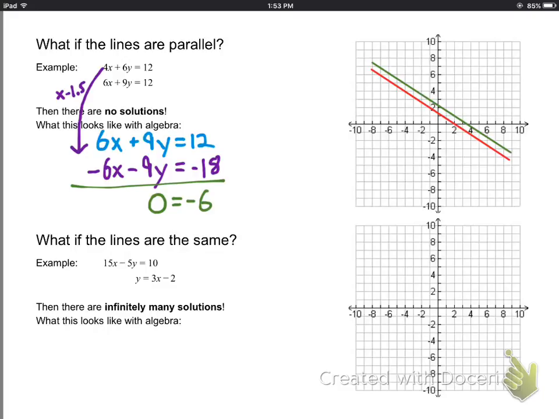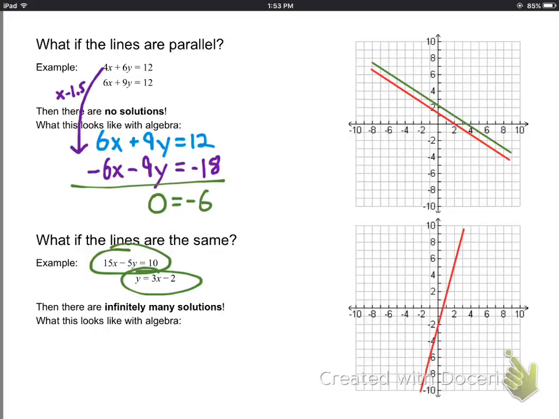Another possibility is, what if the lines are the same? What if they're right on top of each other? And you might go, well, that's silly. You would just be able to recognize that. Well, not necessarily. You see, these two equations here don't really look that much alike. In fact, at first glance, you might not guess that they're the same line.